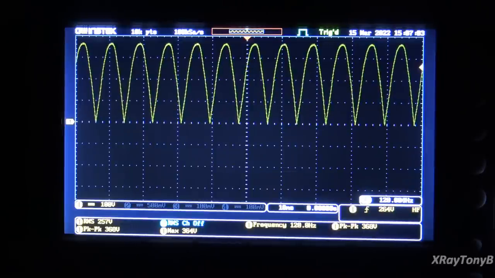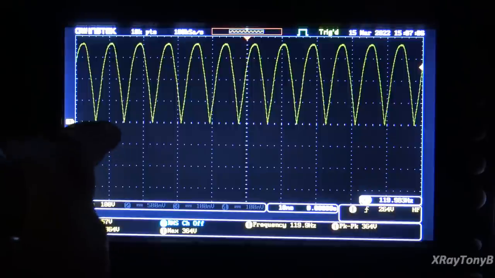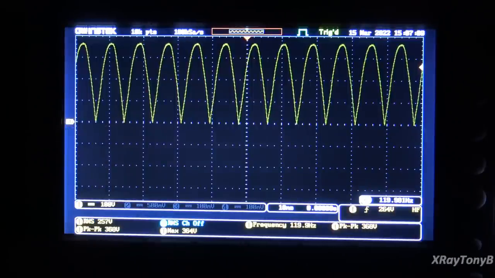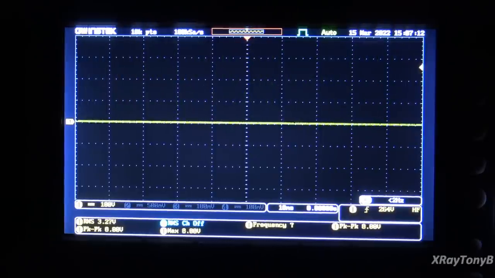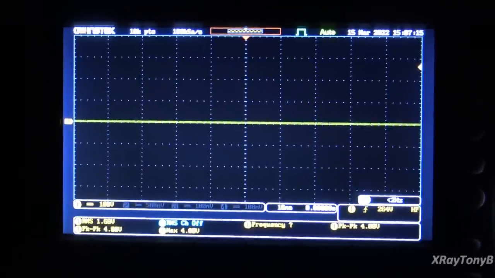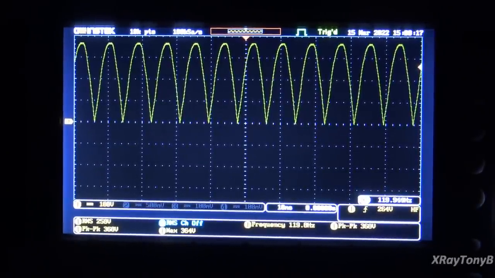And that's just enough, as you can see, to make the pulses go all the way down to 0 volts now. And there you have it. So looking at this, we have 364 volts peak voltage, and about 258 volts RMS. Keep that in mind, because this is all going to come into play when we finish the power supply, and it's going to affect what our total voltage is going to be. So take a mental note of that.